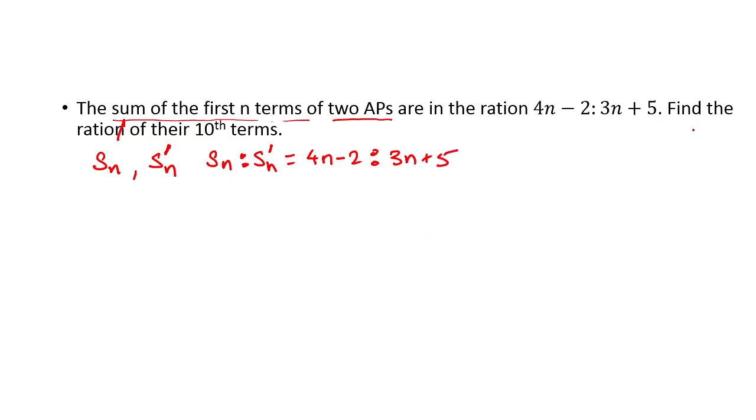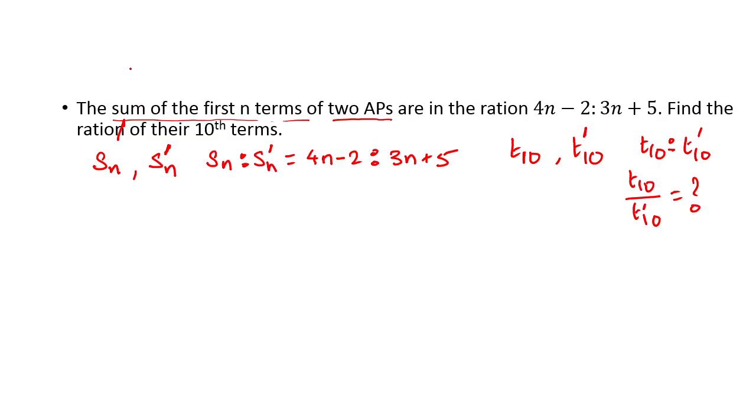Okay, so based on this we want to find the ratio of their 10th term. So basically, if the 10th term of the first arithmetic progression is T10 and the 10th term of the second arithmetic progression is T10 dash, then what we want to find out is T10 is to T10 dash, or T10 upon T10 dash.